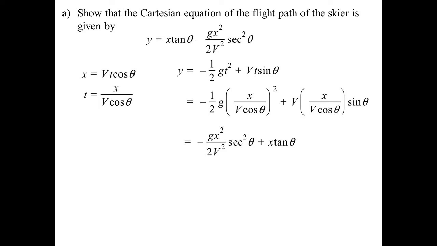The reciprocal of cos is sec, so we've got our sec squared, and we come up with... was that the result they wanted? Oh no. Well, it was the result they wanted, but they had it the other way around, so I swapped the terms around to make it look like what they wanted.